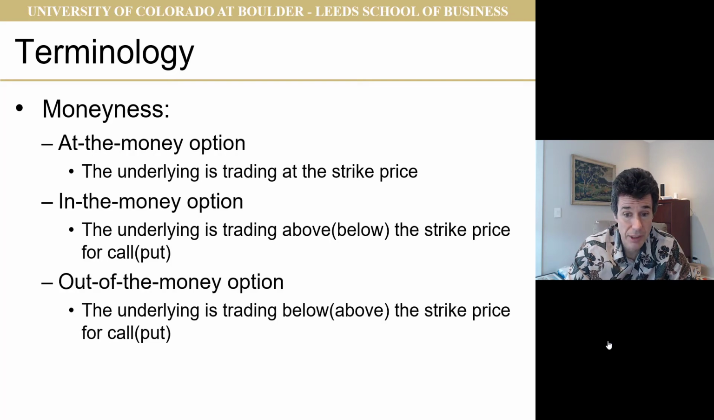An out-of-the-money option is one where, for a call, the asset is trading below the strike, or for a put, it's trading above.